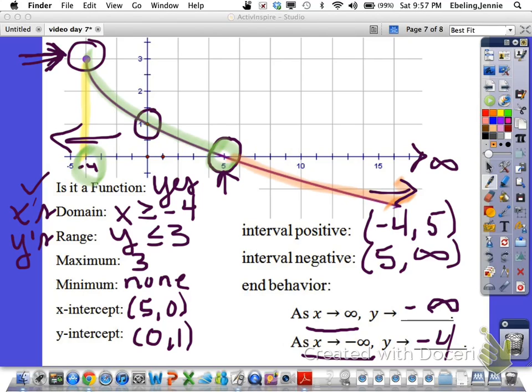So, whoops, I meant to say 3 on that one. I was reading the x-axis off. 3.